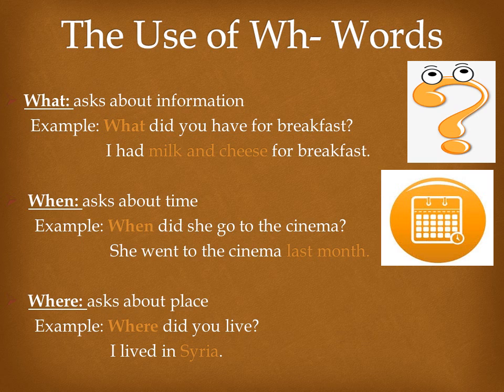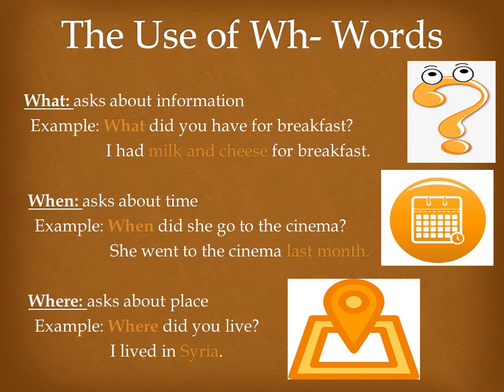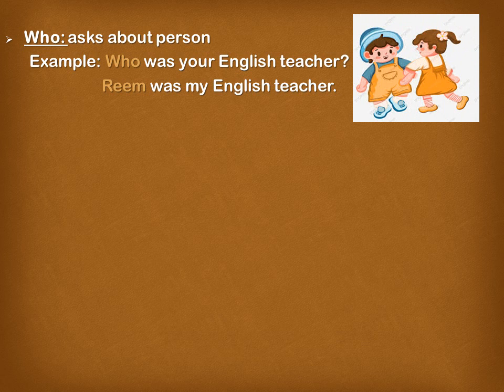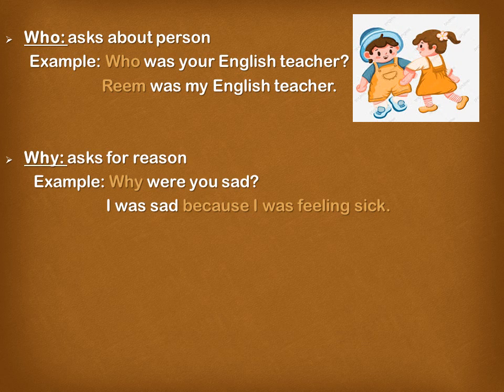Number three is where. Where is used to ask about place. Example, where did you live? I lived in Syria. Number four is who. Who asks about person. Example, who was your English teacher? Reem was my English teacher.